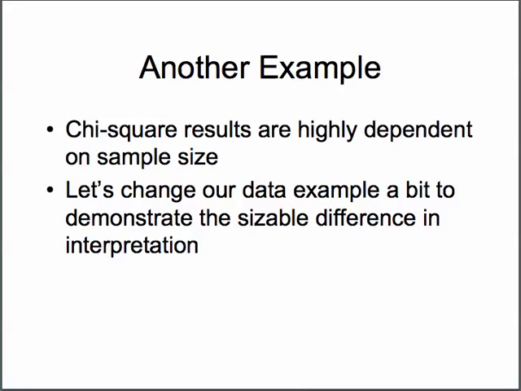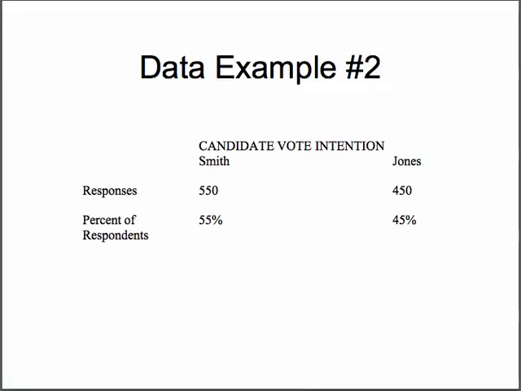We will find that our results for the chi-square test are highly dependent on the size of the sample. Let's change our example around a little bit to demonstrate this. Let's keep the percentage of support for Smith and Jones the same as before. 55% supporting Smith, 45% supporting Jones in the pre-election survey. However, we will change the sample size from 200 to 1,000. Let's see what happens. Smith receives 550 votes, Jones 450 votes.